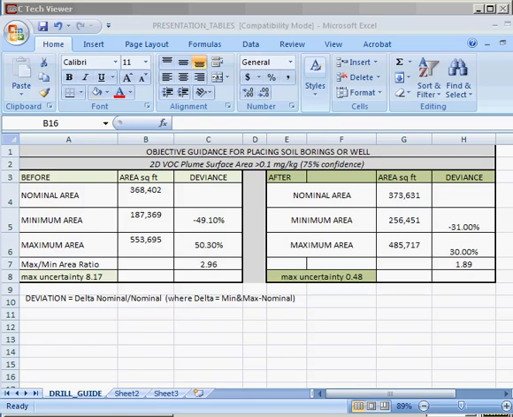So in this example, one of the most important things to take away from this is that this method really allows us to reduce the amount of deviance when we are proposing new well locations and saying something about that effect on delineating a plume area.